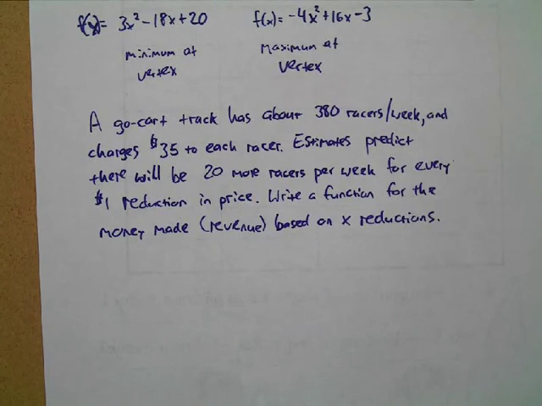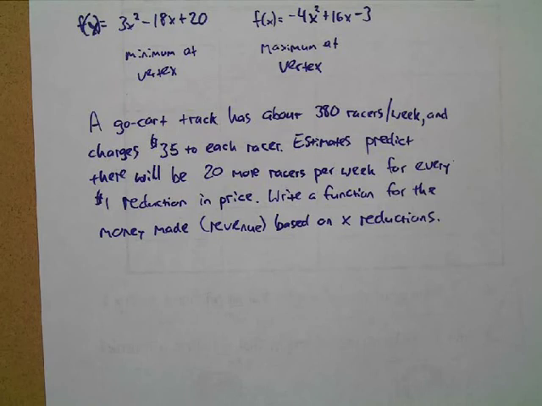So the go-kart track has about 380 racers per week, and they charge each racer $35 to race. I guess it's not per race. It's just a $35 flat fee, boom, you race. And then estimates predict that there will be 20 more racers per week for every $1 reduction in price. Write a function for the money made, revenue, based on X reductions.